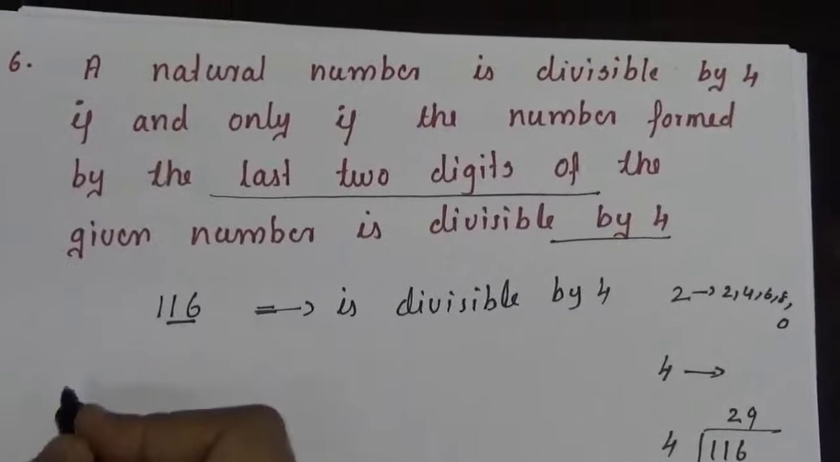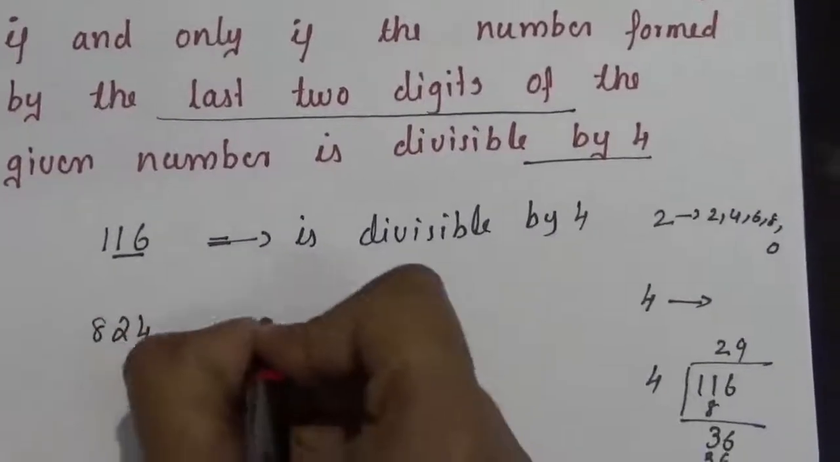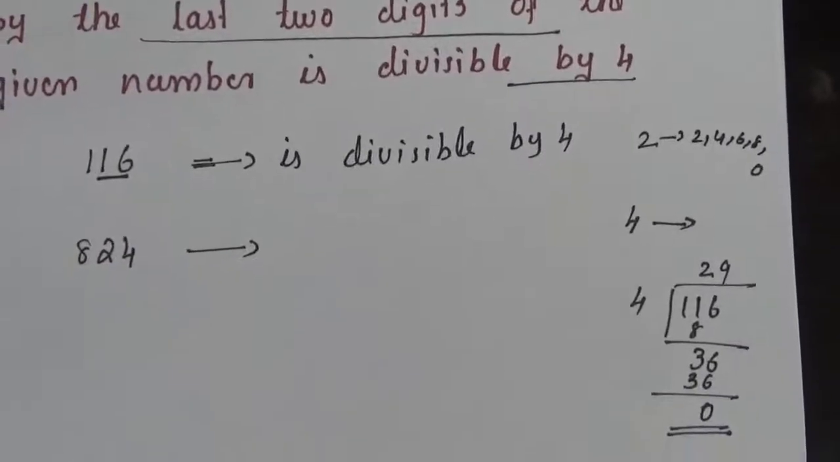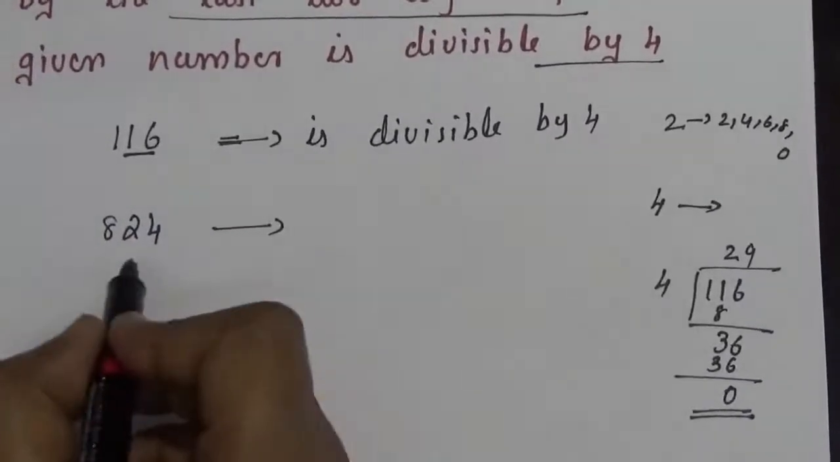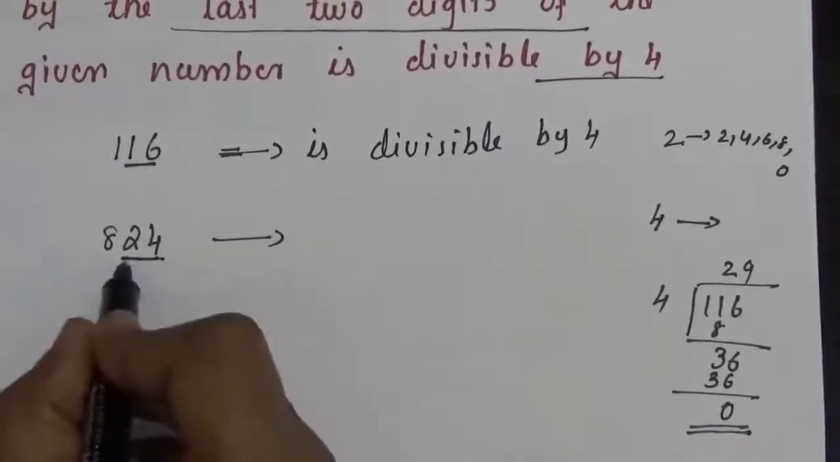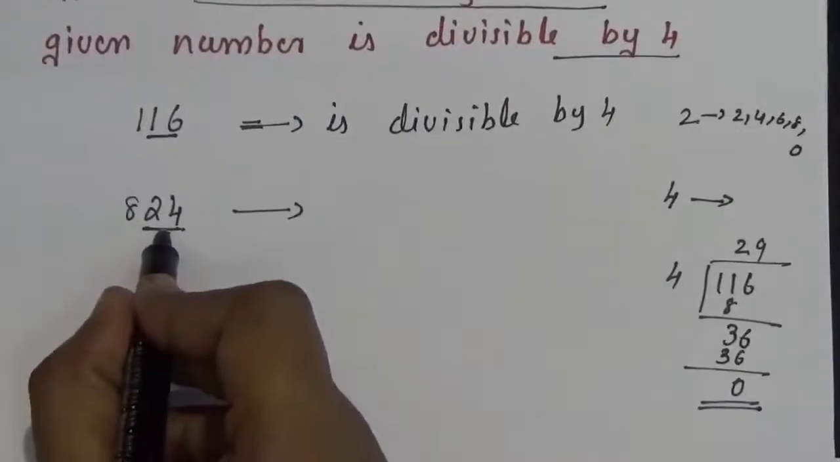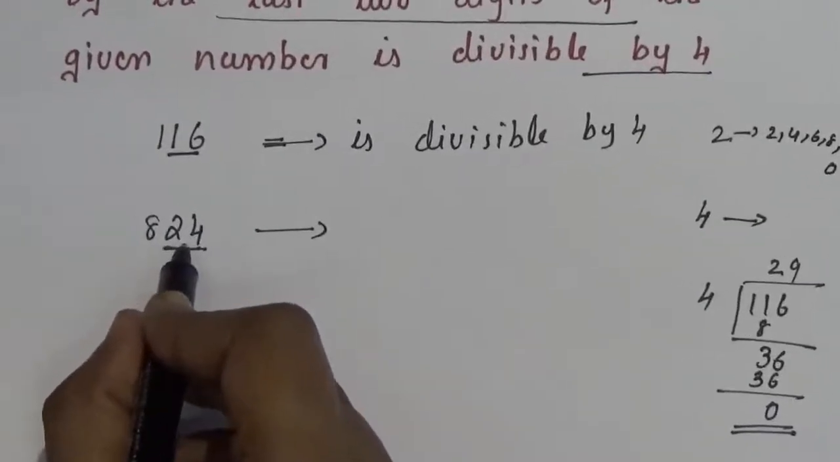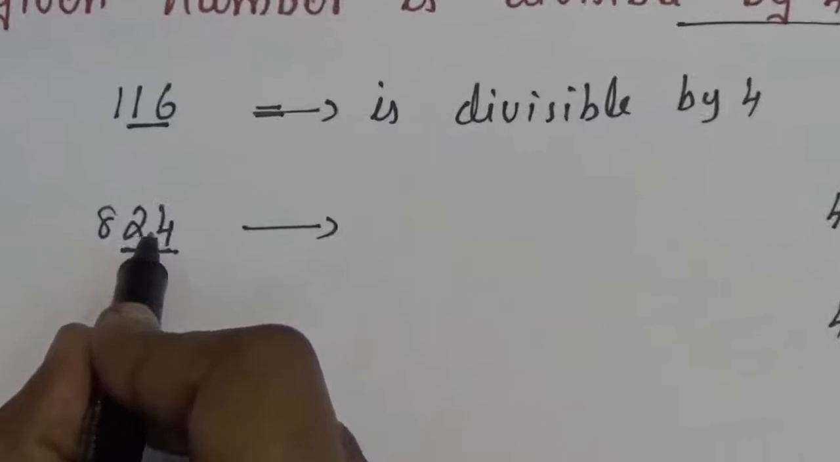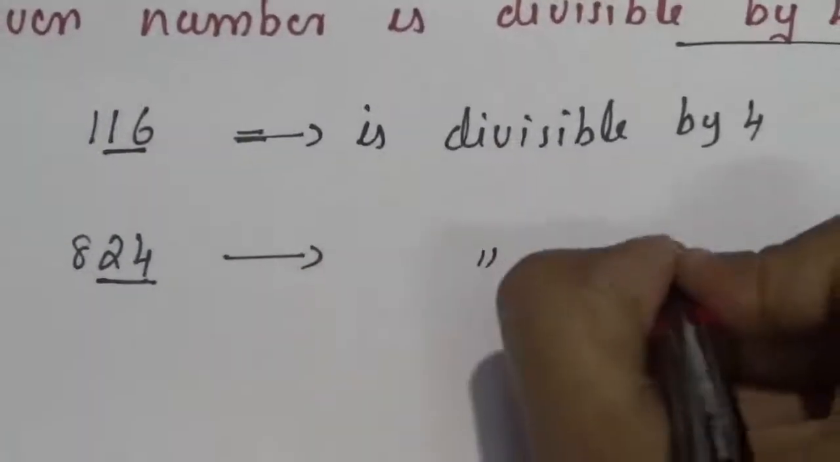Another example, 824. Is it divisible by 4? How will you check that? Consider the number formed by the last 2 digits of the given number. It is 24. Is 24 divisible by 4? Or is 24 there in the multiplication table of 4? Yes, isn't it? So we can say that this number is divisible by 4.